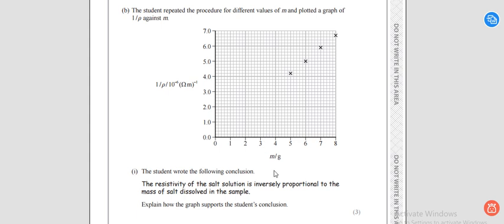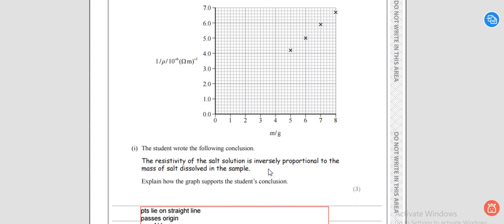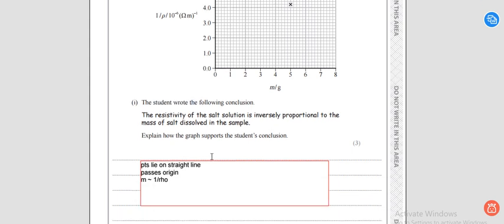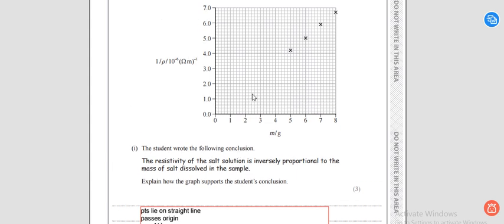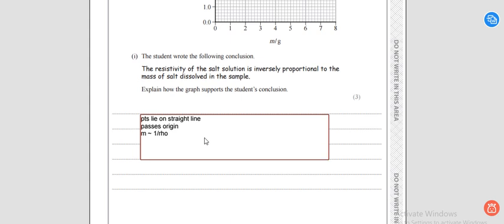Here is the result. Students suppose the resistivity is inversely proportional to the mass of salt. It can be deduced from the graph because we see here that the points lie on a straight line, and if we extend this straight line it cuts through the origin.